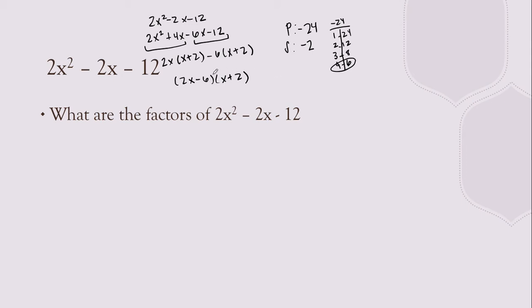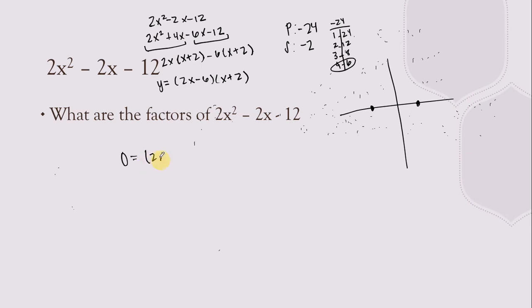So what do I do with my two factors to find the solution or the roots or the x-intercept or the zeros? What do I do with my two factors? I know that at the x-axis, wherever this is going to cross, the y value is 0 here. So I'm going to set them equal to 0. So 0 equals 2x minus 6, x plus 2. 2x minus 6 equals 0. X plus 2 equals 0.